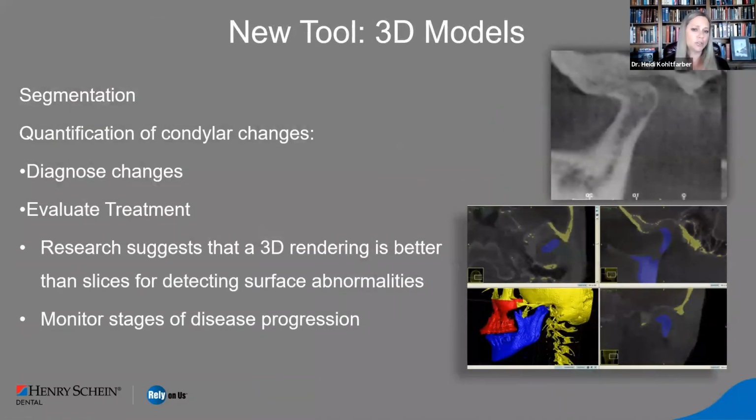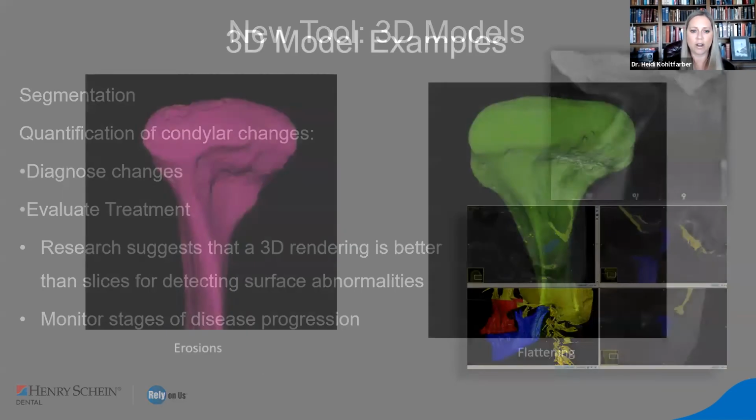All right, so there's a lot of different tools that we can use when we're evaluating. We talked about our CBCTs, but we also talked about segmentation and 3D modeling. And that can help us to further quantify condylar changes, looking at diagnostic changes, evaluating treatment, trying to figure out which treatment may be better, or monitoring the stages of disease progression.